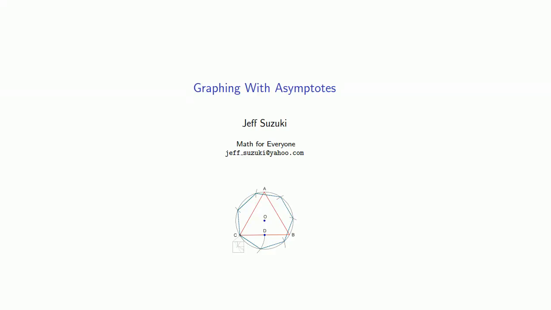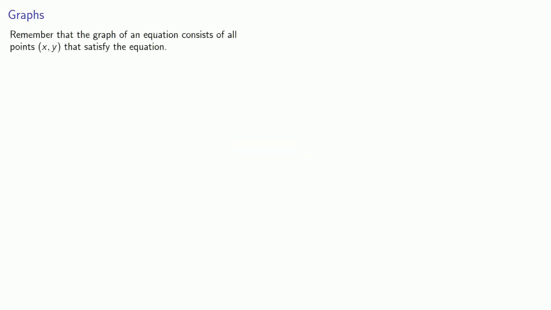So a picture is a face that can launch a thousand ships, or something like that. Anyway, in mathematics, when we talk about pictures, we're really talking about graphs. So let's see what we can do about graphing with asymptotes. So remember that the graph of an equation consists of all points (x, y) that satisfy the equation.